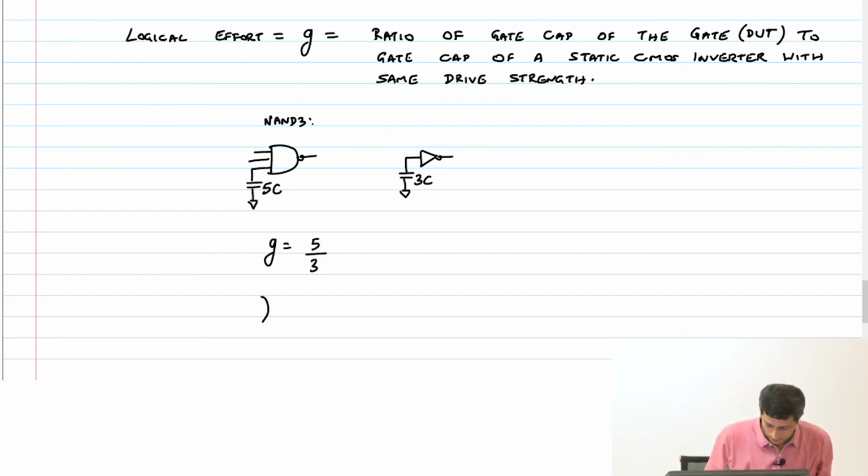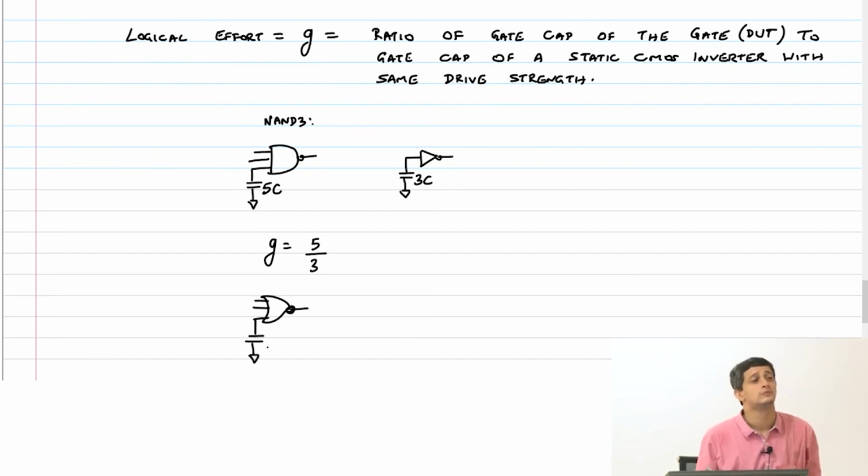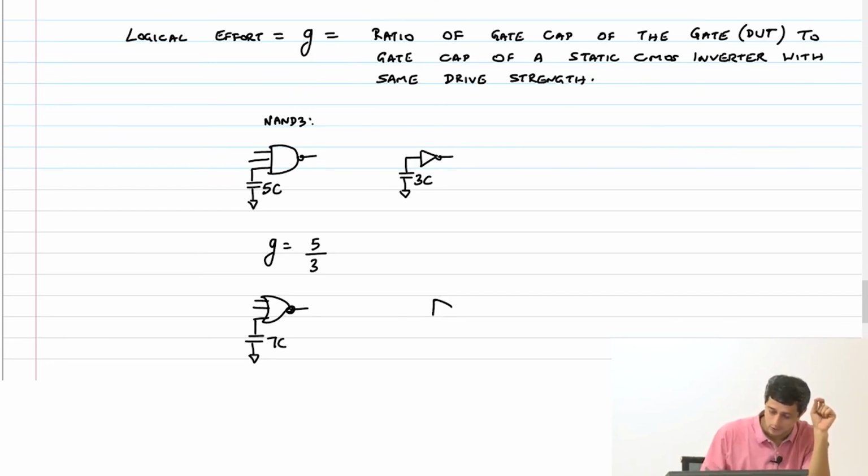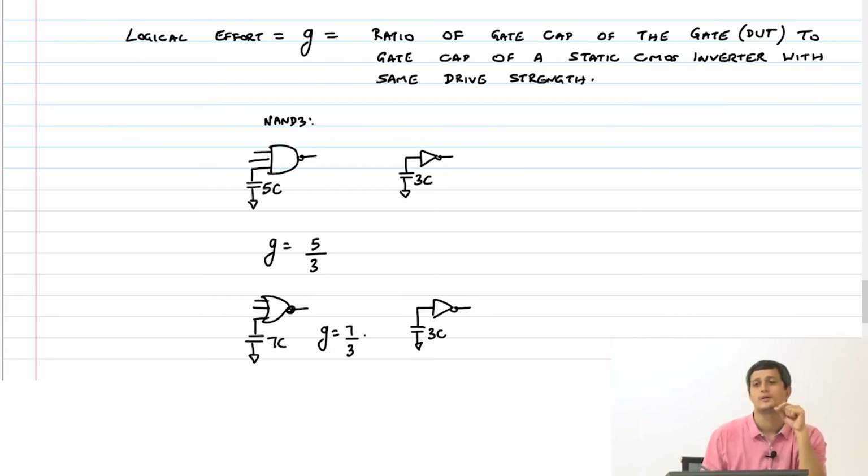Okay, if I have a NOR 3 now, what's the input capacitance? What are the sizes for NOR 3 first of all? NMOS is all 1, 1, 1, PMOS will all be 6, 6, 6. So net gate capacitance will be 7C. I am now going to compare this to an inverter with the same drive strength, which is 3C. Therefore, logical effort is 7 by 3.